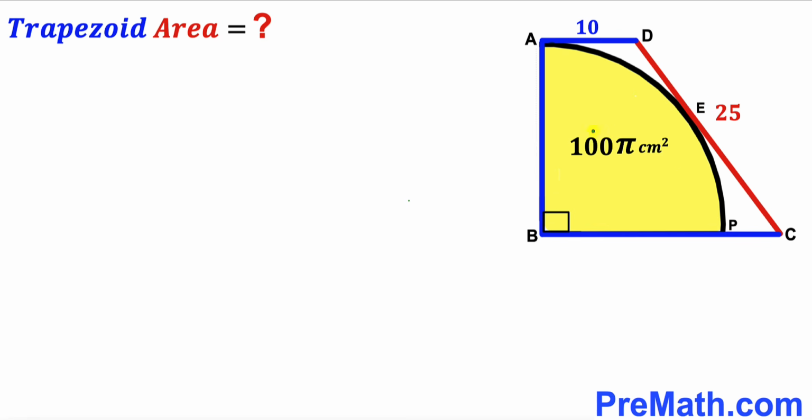And moreover, the area of this quarter circle has been given to us as 100 times pi centimeter square. And furthermore, the base AD of this trapezoid is 10 centimeter, whereas this diagonal CD length is 25 centimeter. And now our task is to calculate the area of this trapezoid ABCD.